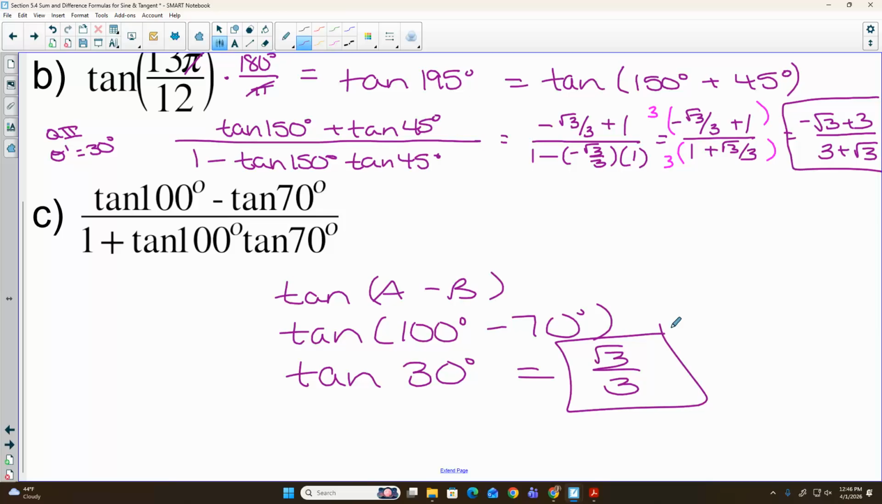Do we need more problems like this? No? You guys are sure? I have more ready if we need them. We're okay?